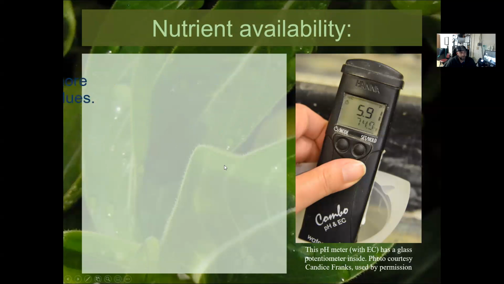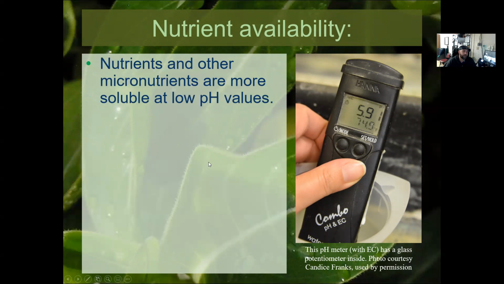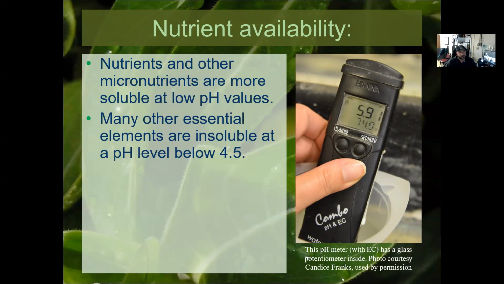So, nutrient availability. Nutrients and other micronutrients are more soluble at low pH levels. So they're going to start becoming a little bit more solid. The lower your level goes, the more solid it's going to get, and you're not going to be able to get water flow-through capacity. Like I was saying before, you want to make sure you have that light, soft, airy soil. So make sure you're always continually testing when you're in that greenhouse environment.